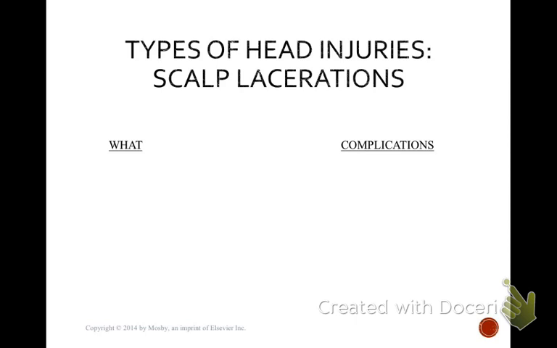Okay, so we said there was 3 types of head injuries. What was the first one? Scalp. Okay. So what is a scalp injury? External head trauma. Outside.